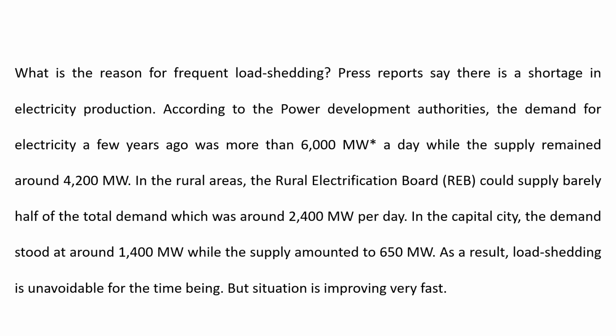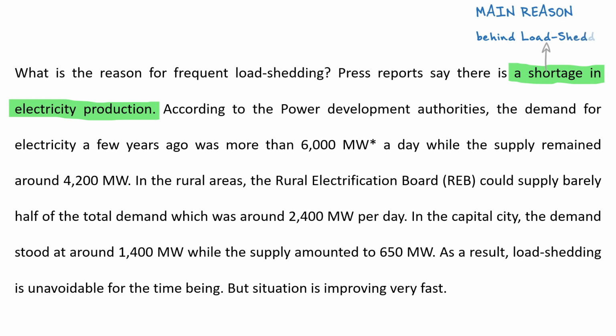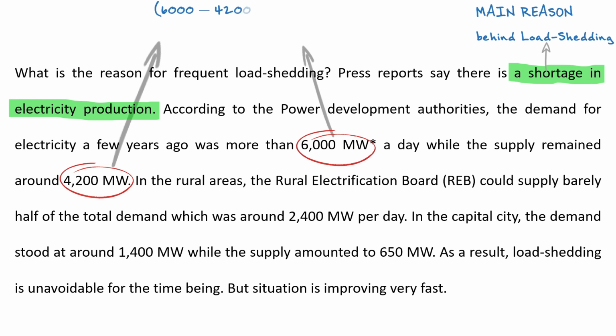Now, you can see that a shortage in electricity production is the main reason behind the frequent load shedding in Bangladesh. Another thing that you should notice is that the regular demand of the country was once 6,000 megawatt a day, whereas only 4,200 megawatt was delivered. So it is clear that there is an approximate shortage of 1,800 megawatt a day.